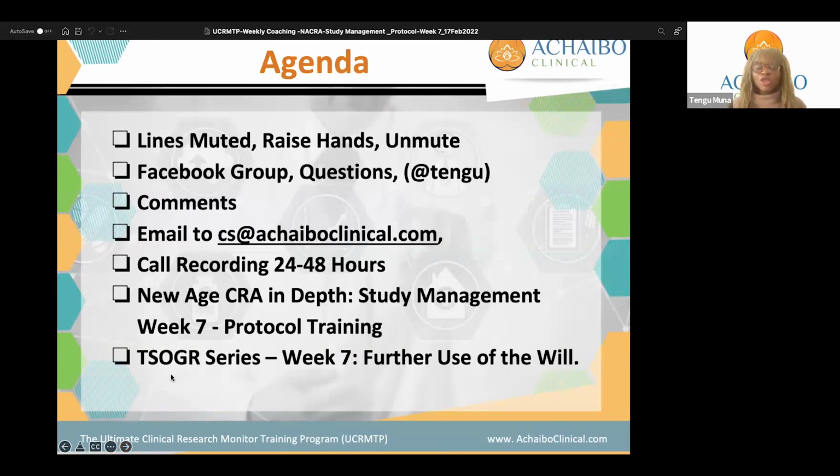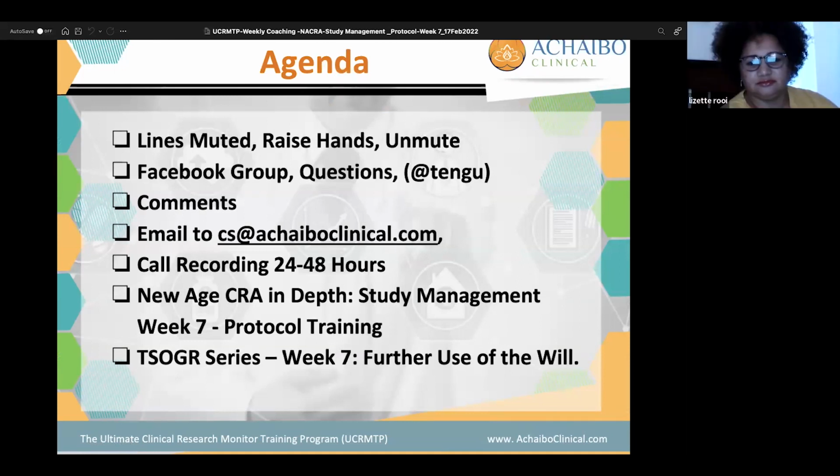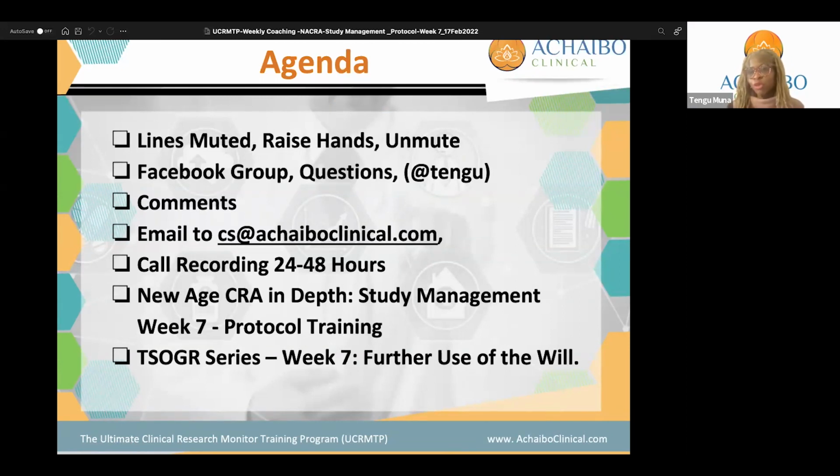So we are continuing with the protocol. Today, we're talking about data management and managing data with the protocol. And then we're talking about further use of the wheel. Last week, we talked about, in the sense of getting rich, how to use the wheel. Now it's further use of the wheel.